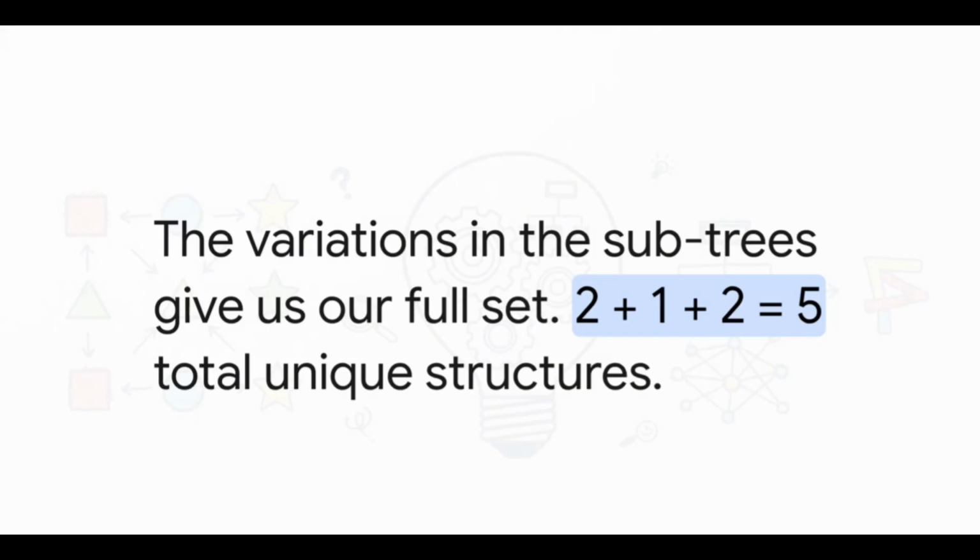And there you have it. That's the complete set. We got 2 structures when 1 was the root, another 2 when 3 was the root, and that one perfectly balanced structure when 2 was the root. So 2 plus 2 plus 1, that gives us our magic number, 5. We found every single one just by drawing and following that one simple rule.